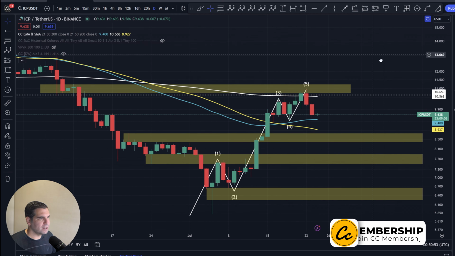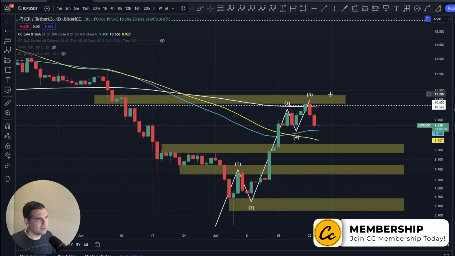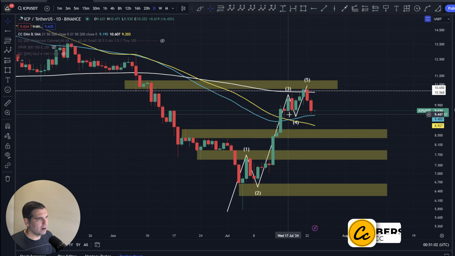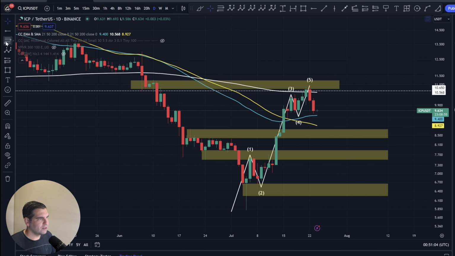Now, if you're not into Elliott wave theory, you might be thinking, well, what else could this possibly be? Maybe this is some other kind of pattern, some kind of formation that we need to be aware of. Some people might say it's looking like a cup and handle. I disagree because I don't think it really follows the structures that you need for a cup and handle. Let me show you why.